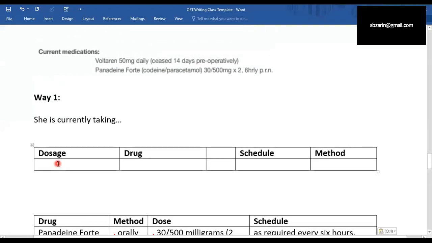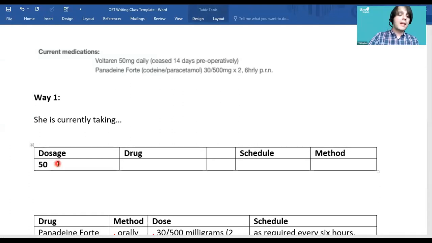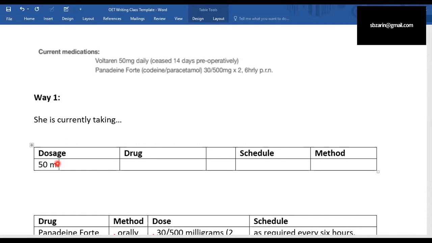50 milligram. Okay. So we're going to say she is currently taking 50. How do we spell it again? 50 milligram. You just said it again. How do you spell it? M-I-L-L-I-G-R-A-M-S. Okay.